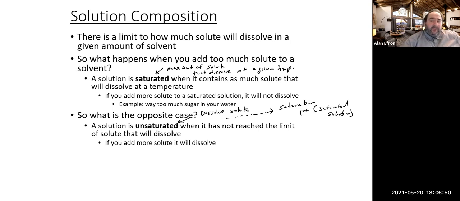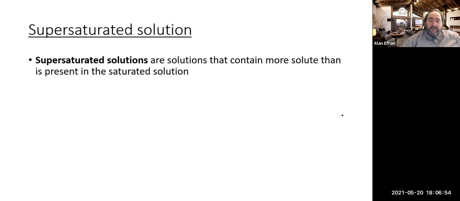Another type of solution is one that is referred to as a supersaturated solution. A supersaturated solution is essentially a solution that contains too much solute dissolved in the solution. It's kind of like an unstable solution if you want to think about it. So how do you make a supersaturated solution? A lot of times we'll use something like sodium acetate, which comes from acetic acid or vinegar.